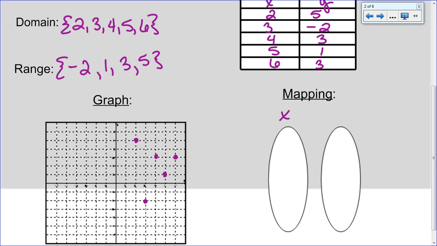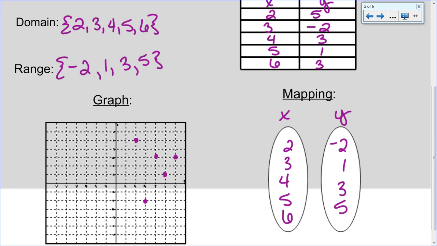And so here's how it works. You draw these ovals. You put your x's in order from least to greatest in the oval on the left. You put your y values in order from least to greatest on the right. And you do it just like you would do your domain and range. So if you write your domain and range first, this becomes very easy. Your domain goes in the x, your range goes in the y, because we do not write repeated numbers in a mapping, just like we don't write them when we write our domain and range. So my domain was 2, 3, 4, 5, 6, and your range happened to be -2, 1, 3, 5. So it helps if you find the domain and range first, then go make your mapping.